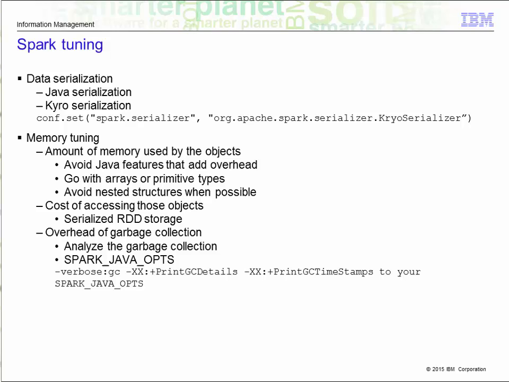Spark provides two serialization libraries. Java serialization provides a lot more flexibility, but it is quite slow and leads to large serialized objects. This is the default library that Spark uses to serialize objects.